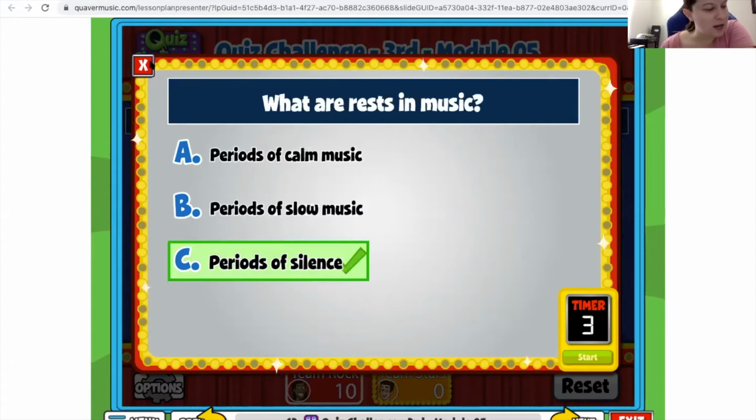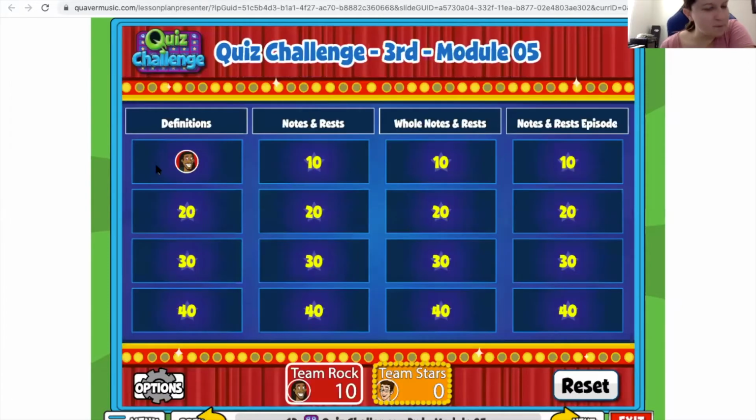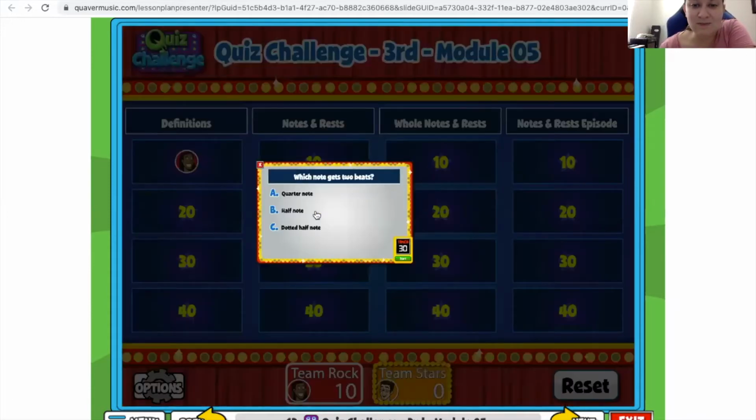All right, and I believe, yep, sorry, I'm looking at my notes over here. I believe that's it for our definition. So we have the little person here, so that means we got it correct. So I'm gonna go to notes and rests, and I'm gonna go for 20 points.